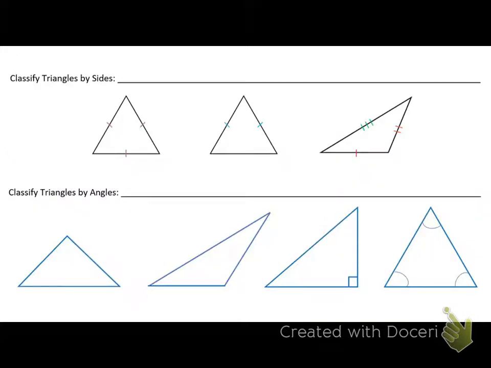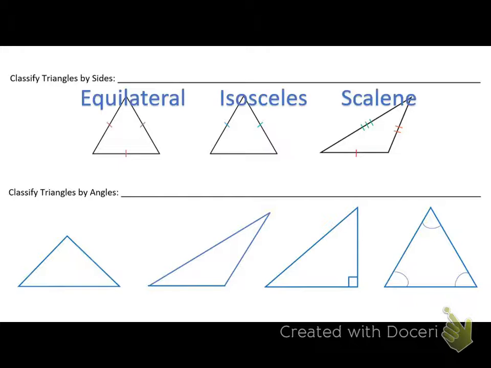Classifying triangles by sides. I don't know why there's a blank there. There's not anything interesting to put there. But if you have 3 sides that are congruent, like the first one, what do we call that? Equilateral. The second one, if we have 2 sides congruent, isosceles, and the third has no congruent sides, which is scalene. So equilateral, isosceles, and scalene. Remember that the number of congruent sides they have, that's how many congruent angles they'll have. We'll talk about that here in a second.